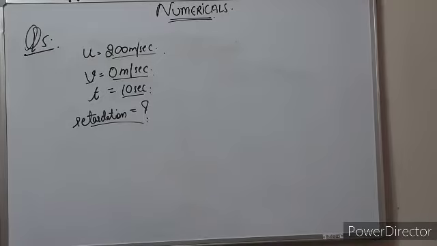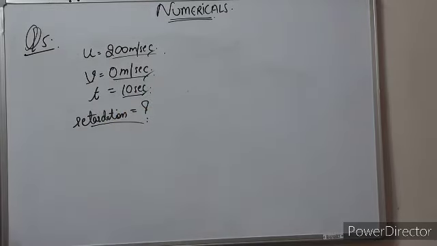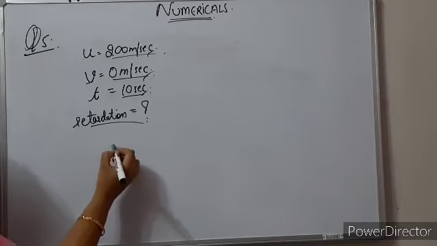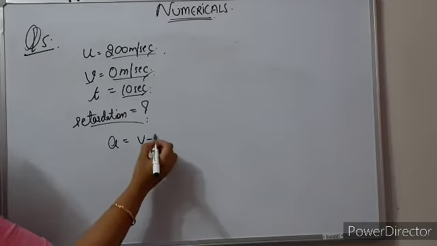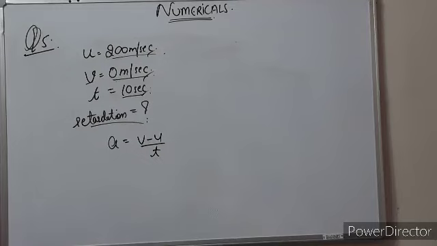Next is, is any conversion needed? So it is in standard meter per second, second. So no conversion required. Now put the formula. Okay, we have to find out retardation. Retardation means negative acceleration. So you can write this: acceleration is equal to v minus u over t. Retardation means your result will be negative.